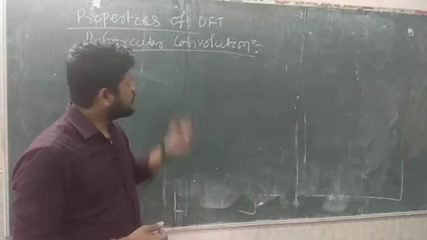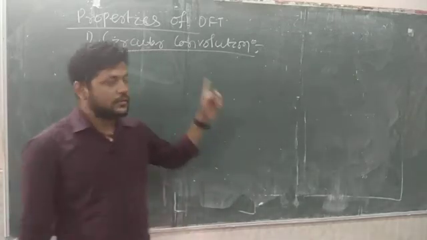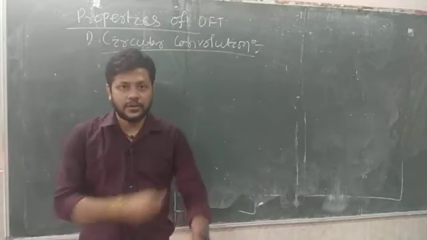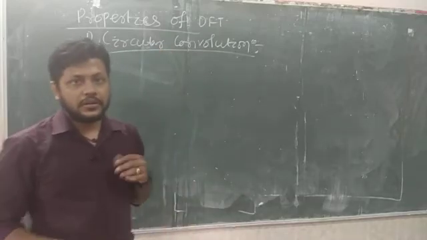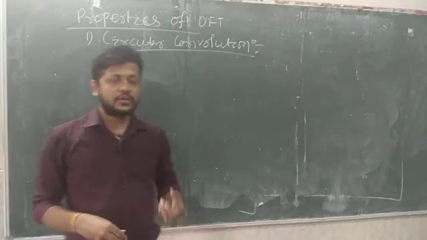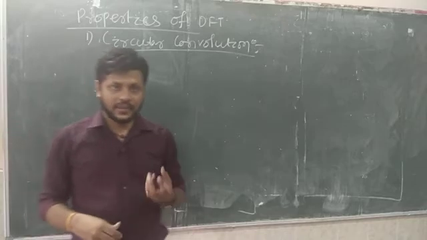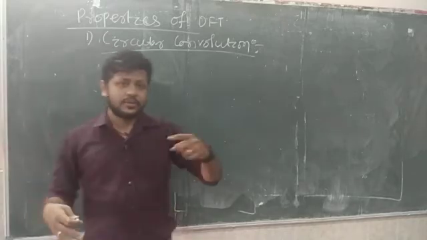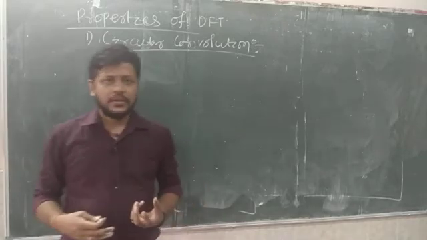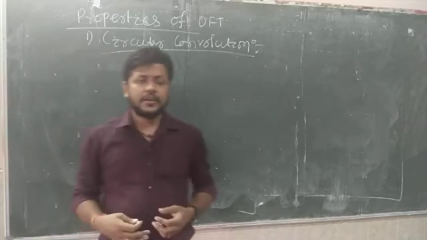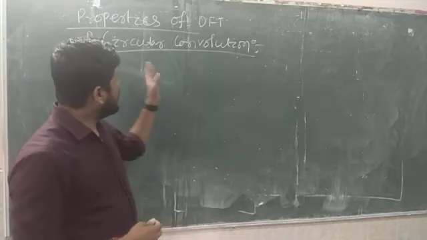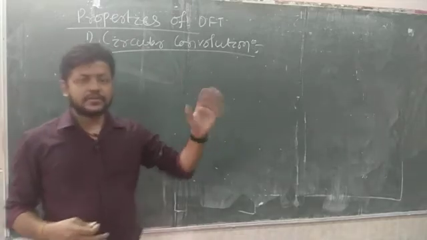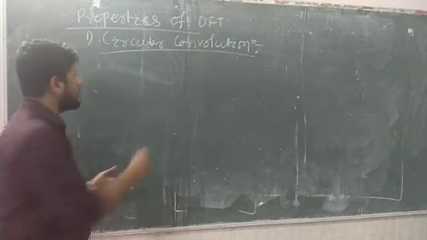Circular convolution is particularly used in discrete Fourier transform in order to find the response of the system when a periodic number of samples is given. This circular convolution concept is only valid for periodic signals. And then what is the difference? The major difference I have already explained to you.